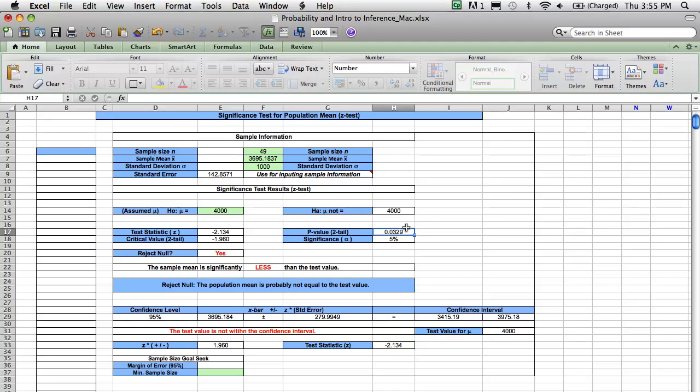Finally, our confidence interval will allow us to estimate what the average spending by men is in the population. And at 95%, I can see that the range is 3415 to 3975. In other words, I am 95% confident that the population mean amount charged by men is somewhere in the confidence interval. Further, I could see that 4,000 is not in the confidence interval at all, supporting our decision to reject the null.